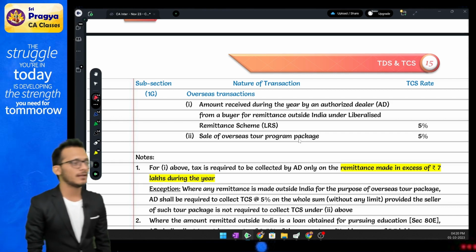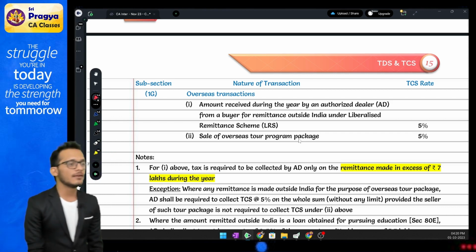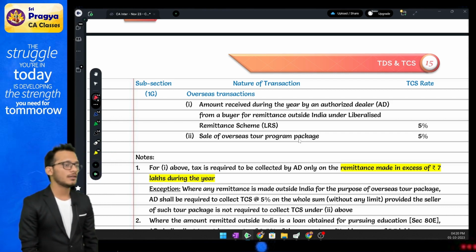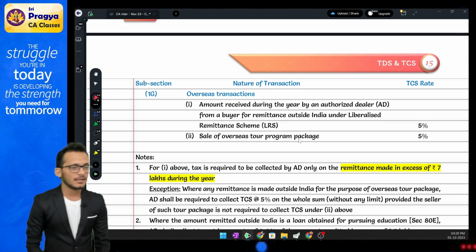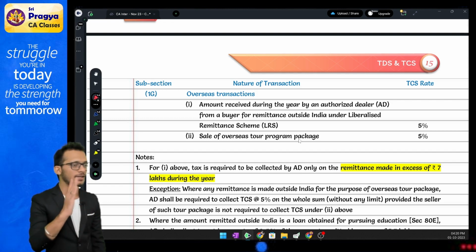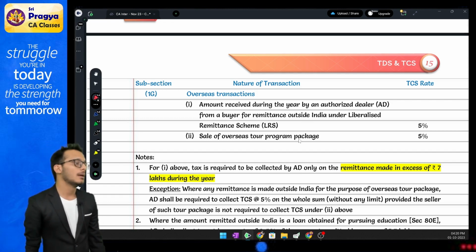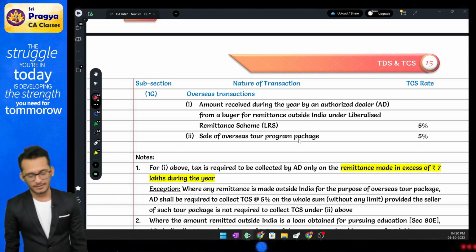Exception number 1, they are saying, if you have planned to give this loan outside India for an educational purpose, the 5% will become 0.5% above 7 lakhs. The 5 will become 0.5 above 7 lakhs. This is what the provisions are.